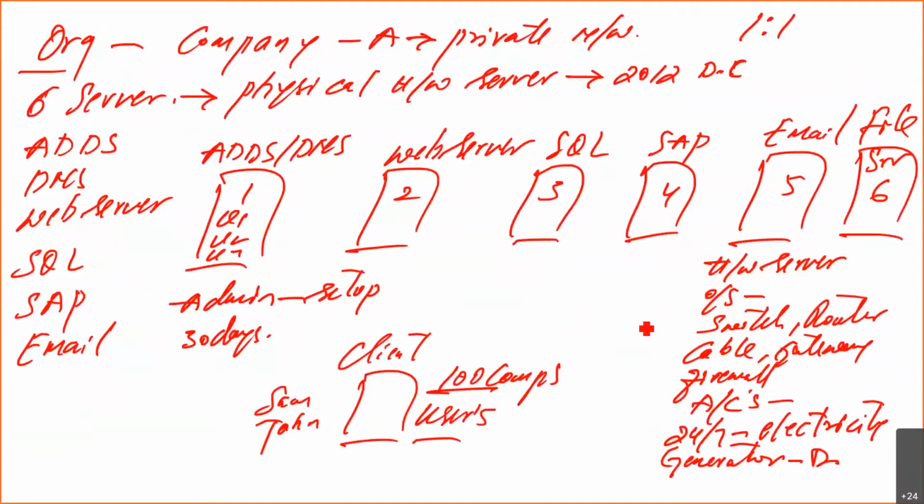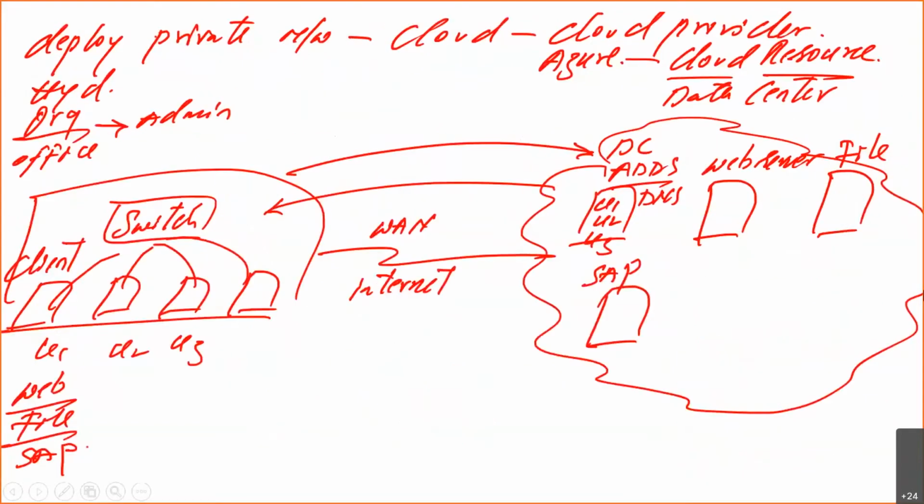So we need not deploy these services. These services are available in the cloud. We just have to use these services and create a network. And this is called what here? Pay as you go model, guys. This technology is called pay as you go.